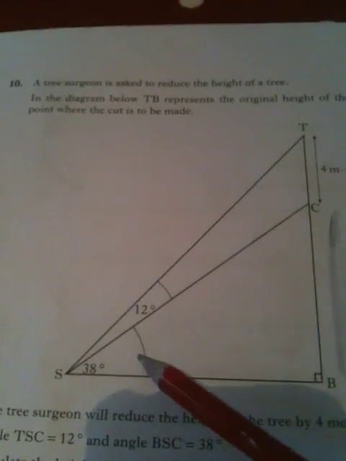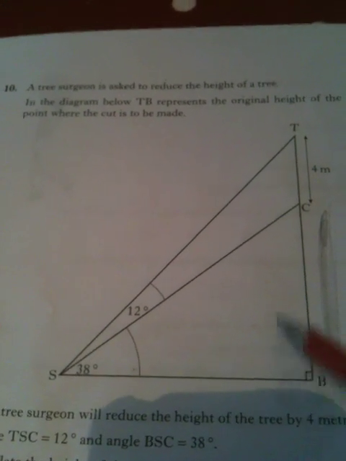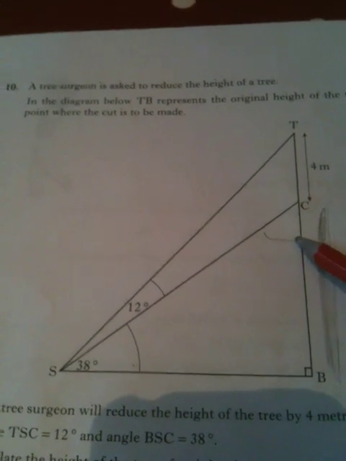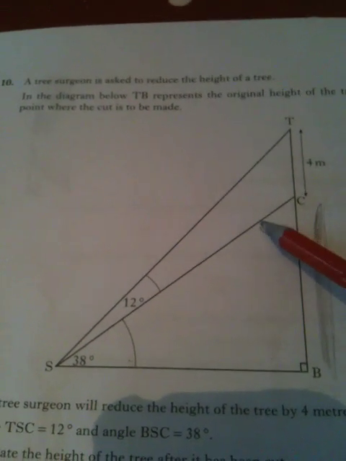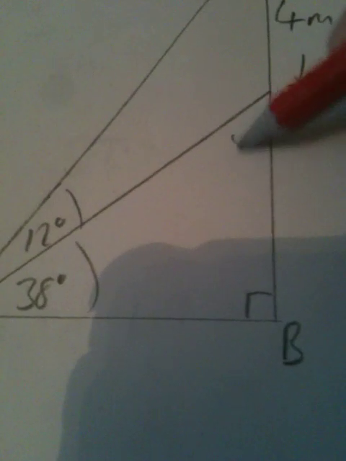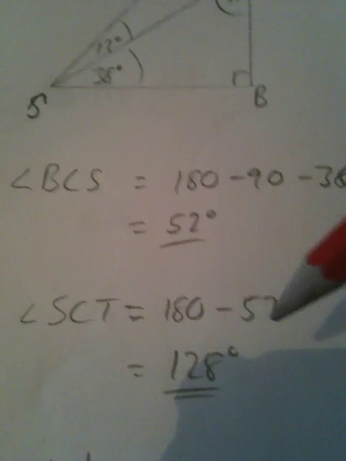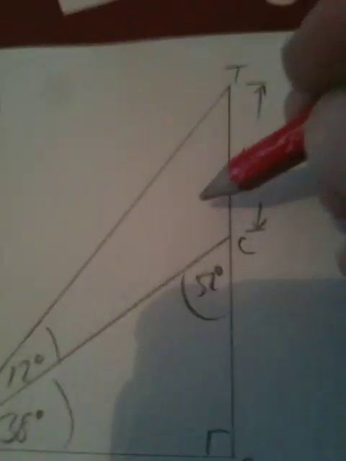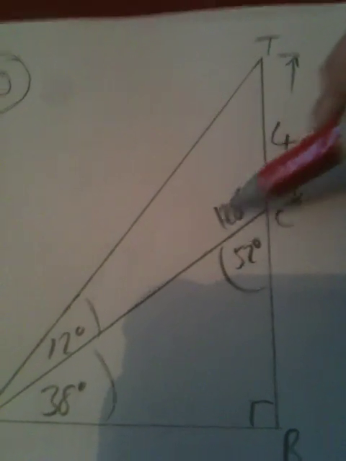So at the moment, I know this is 38, this is 90, I can work out that angle there. After that, I'd be able to work out that angle there. So as I was saying, 180 minus 90 minus 38, that's 52. I'll draw that in. Then after that, 180 minus 52 is 128, so we've got 180 degrees on a straight line.